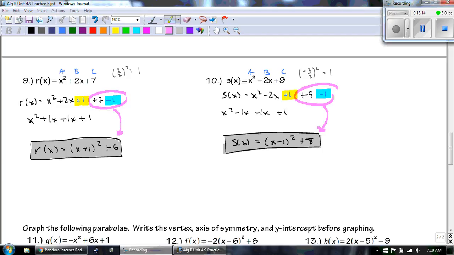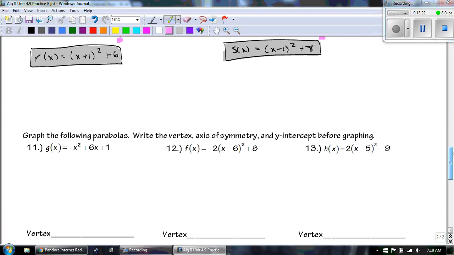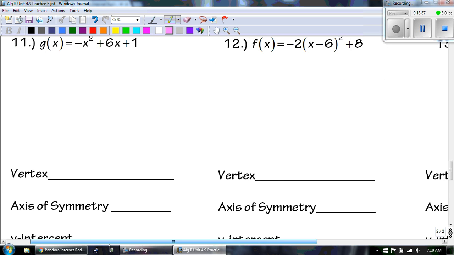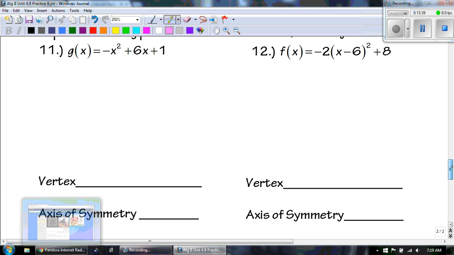Okay, in those we got x plus 1 squared plus 6, and then s of x equals x minus 1 squared plus 8. All right, if you need more help with those, please come see Ms. Carranza or myself. Now, for the last 3, graph the following parabolas, write the vertex, axis of symmetry, and y-intercept before graphing. Now, for number 11, the first thing that I notice is that it's not in vertex form.